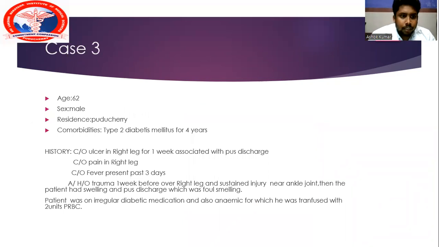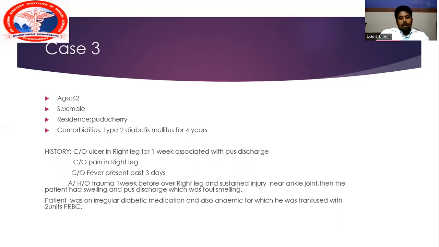So this is the third case. This patient's age is 62. He is a resident of Puducherry. He is a known diabetic for almost 4 years on treatment. He presented with complaints of ulcer in the right leg for 1 week associated with foul discharge, and he also had pain and fever for the past 3 days.